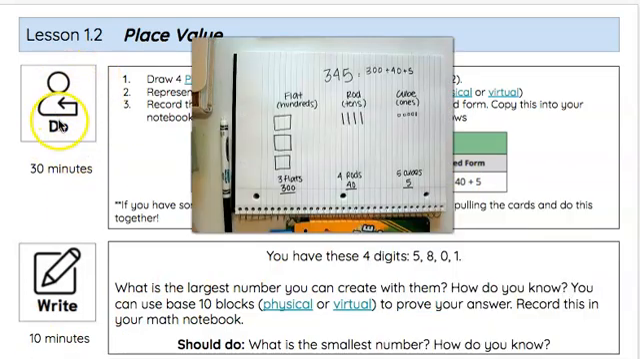After you finish the do section in your learning plan, move on to the write and share section. Consider these 4 digits, 5801. What is the largest number you can create with them? How do you know? You can use your base 10 blocks, again, physical or virtual ones, to prove your answer. Record this information in your math notebook. Another thing you could do is decide what the smallest number you can create is, and how do you know?